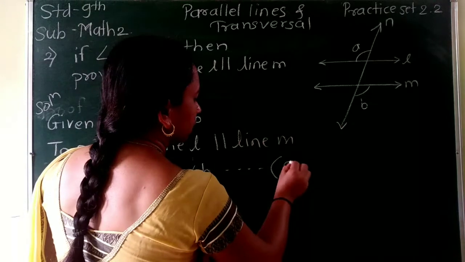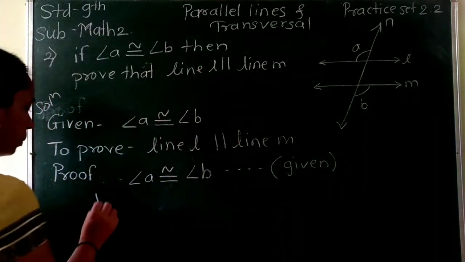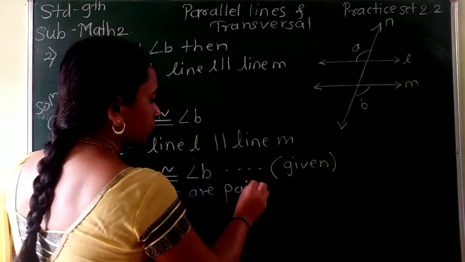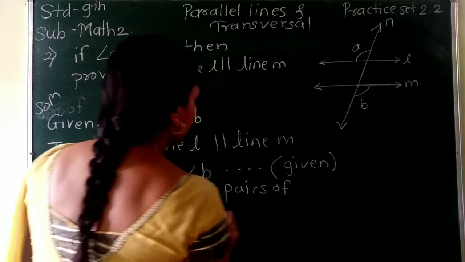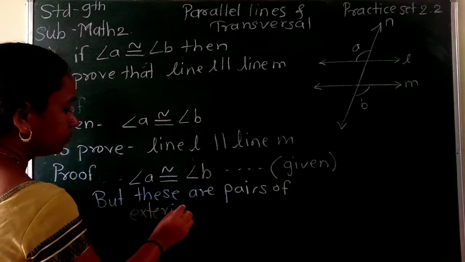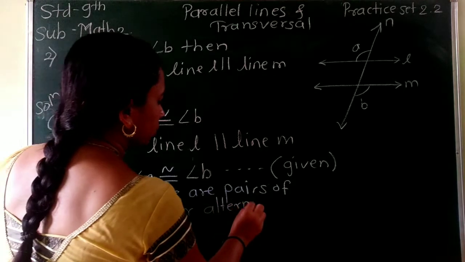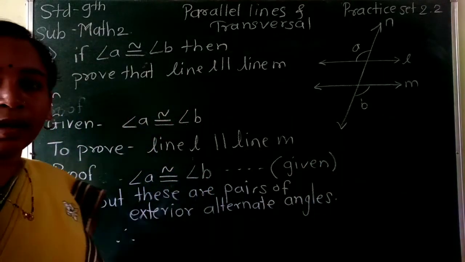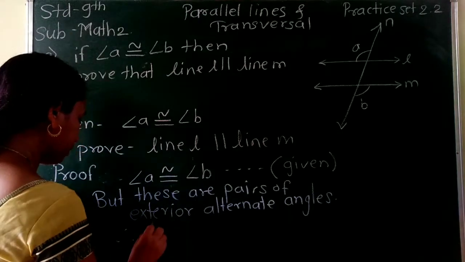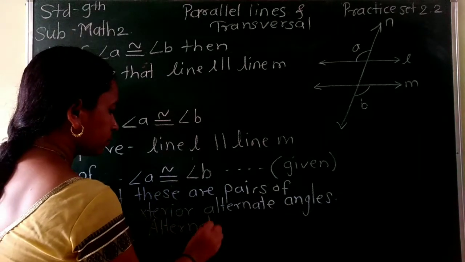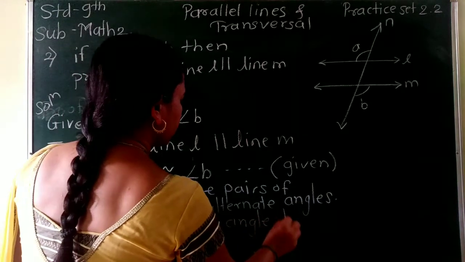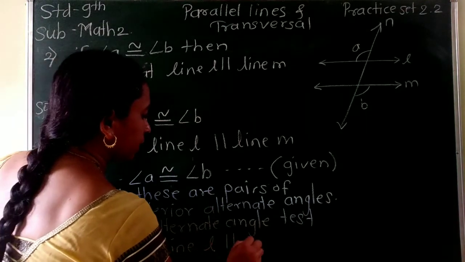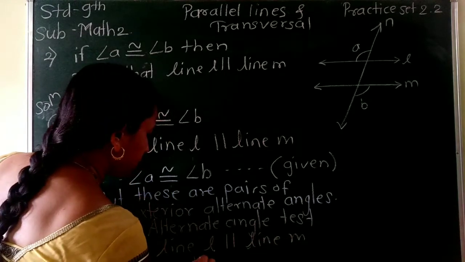What is the reason for this? It is given. But these are pairs of exterior alternate angles. Therefore, by the alternate angle test, I can say that line L is parallel with line M, and hence it is proved.